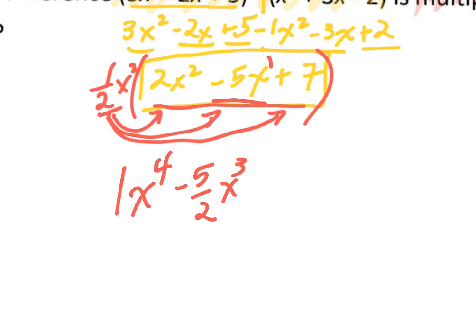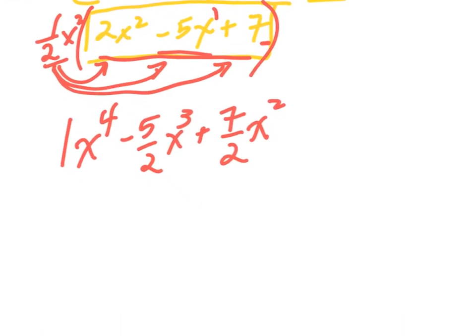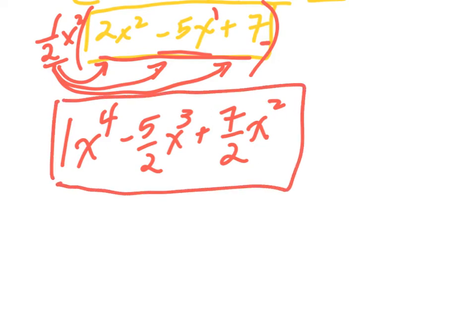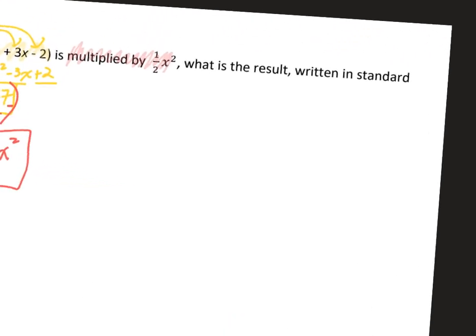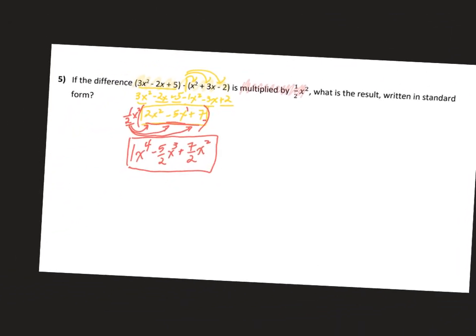7 times 1/2 is just 7 over 2, right? I don't have an x squared or an x over here, so I'm just going to bring the x squared over. Okay? So, looks like after I multiplied by 1/2 x squared, I end up with this expression. Let's just figure out what that final part is, right? It asks me, what's the result written in standard form, right?